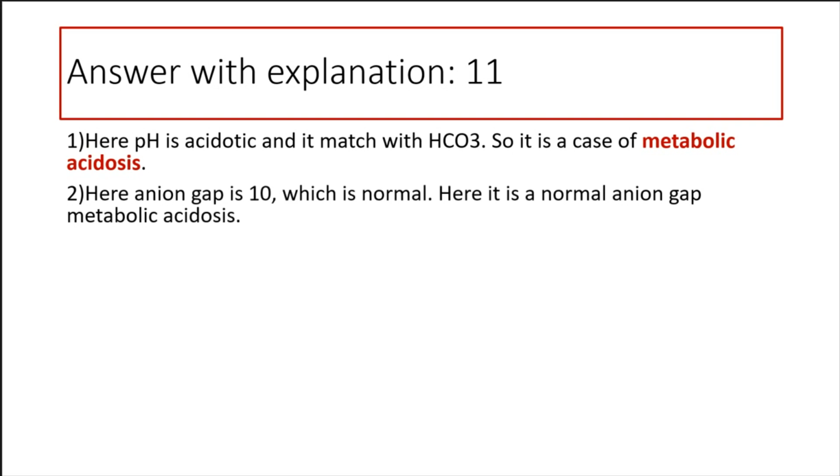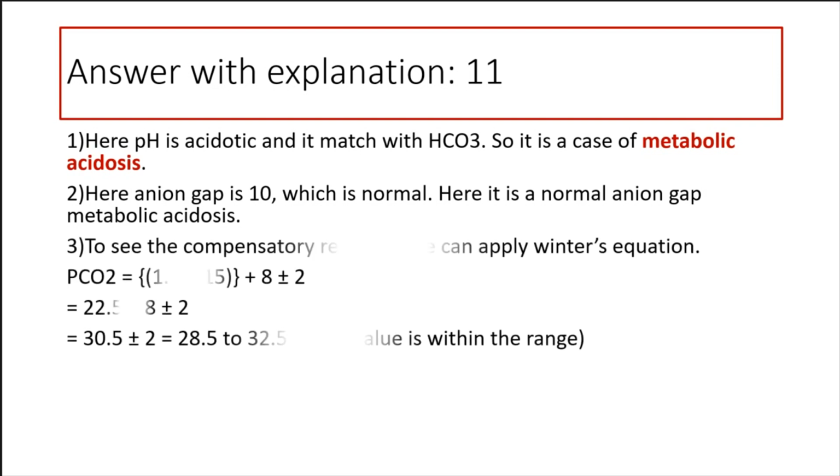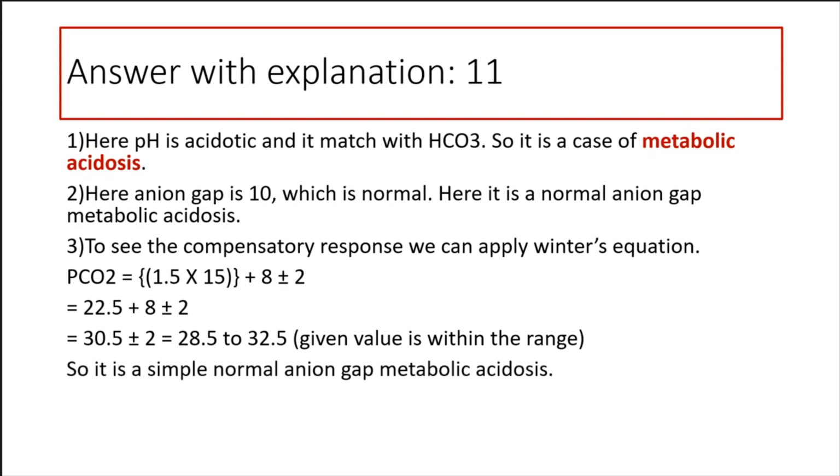2. Here anion gap is 10, which is normal. Here it is a normal anion gap metabolic acidosis. 3. To see the compensatory response we can apply Winter's equation. PCO2 equals 1.5 multiply 15 plus 8 plus minus 2 equals 22.5 plus 8 plus minus 2 equals 30.5 plus minus 2 equals 28.5 to 32.5. Given value is within the range. So it is a simple normal anion gap metabolic acidosis. Example, diarrhea, renal tubular acidosis.